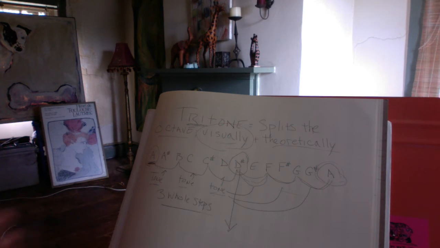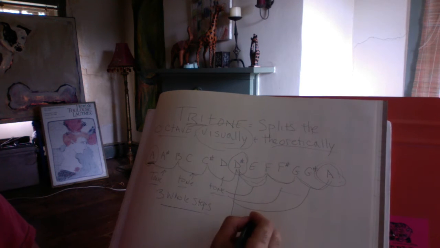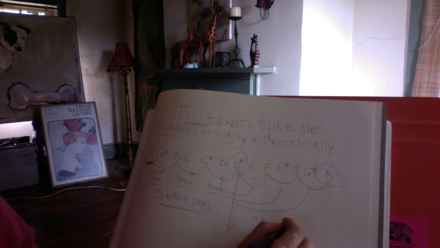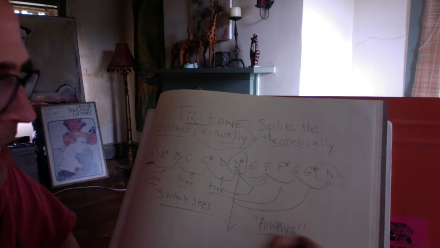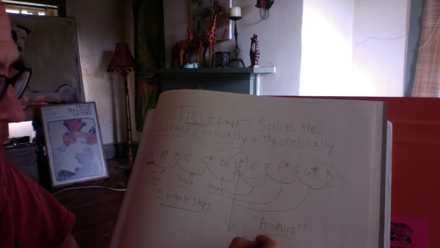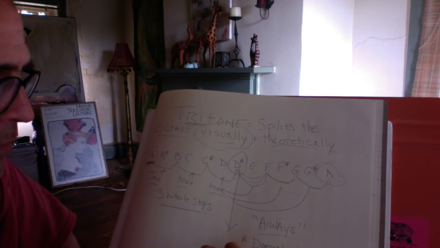The tritone substitution is perhaps one of the most common substitutions in jazz. Very, very common in what is referred to as a 2-5-1. A tritone substitution, I'll say this, is always, and I'll put that word always in quotes because there's always an exception, it's always a dominant chord being substituted for another dominant chord.